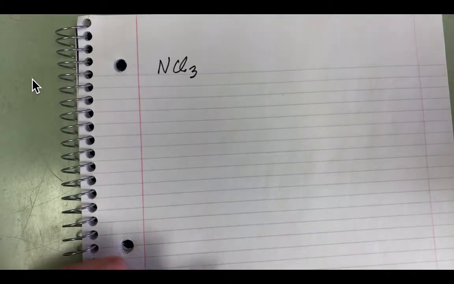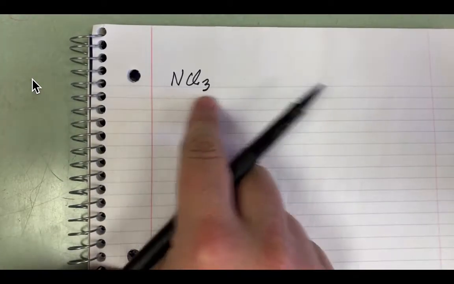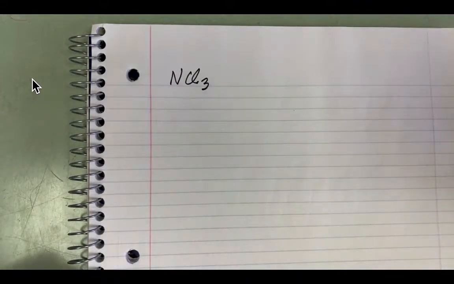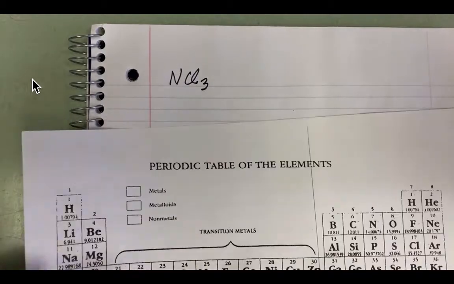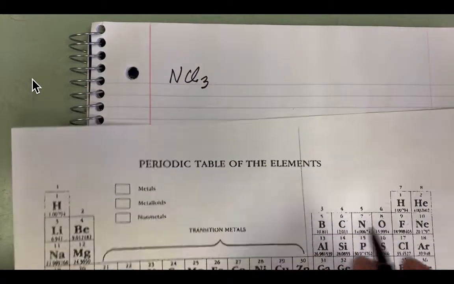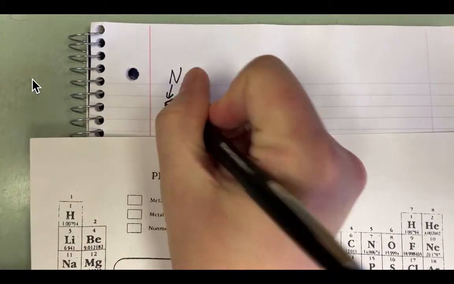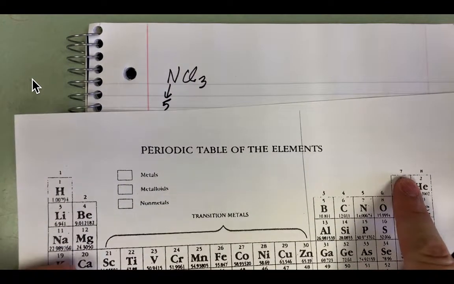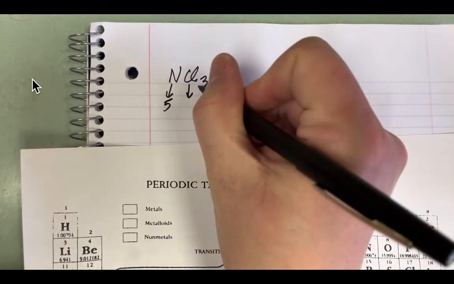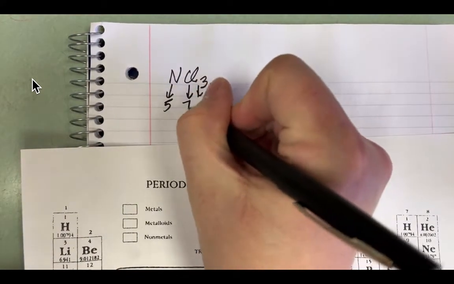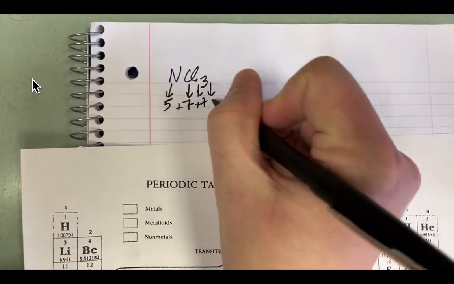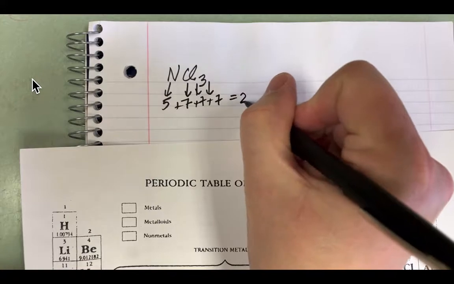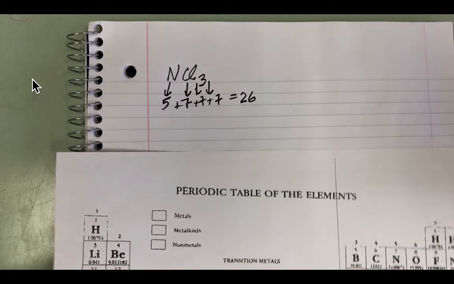Okay, let's discuss NCl3. So starting with the formula, we're going to generate the Lewis structure and then calculate any formal charges if there are any in this molecule. So nitrogen is in the fifth column, so nitrogen has 5 valence electrons. Chlorine here is in the seventh column, so each chlorine has 7 electrons. Okay, so 21 plus 5 gives me 26 valence electrons to assign.